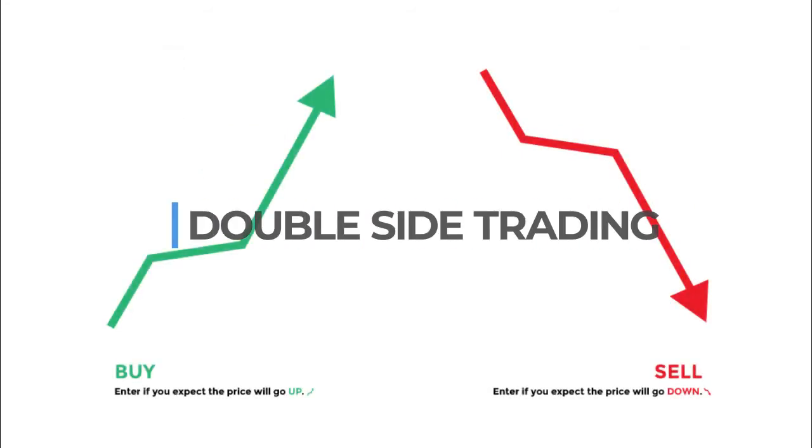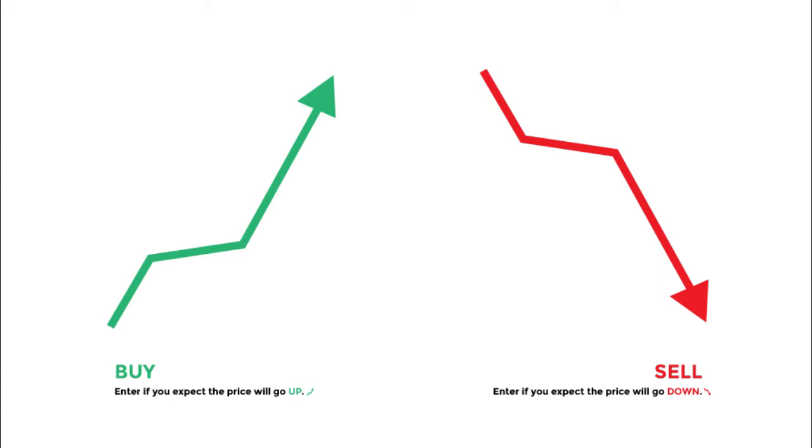Double side trading. This basically means you can trade either way, entering into a buying or selling position. This is different from shares, for example, which you buy, counting on the fact that the price will go up.